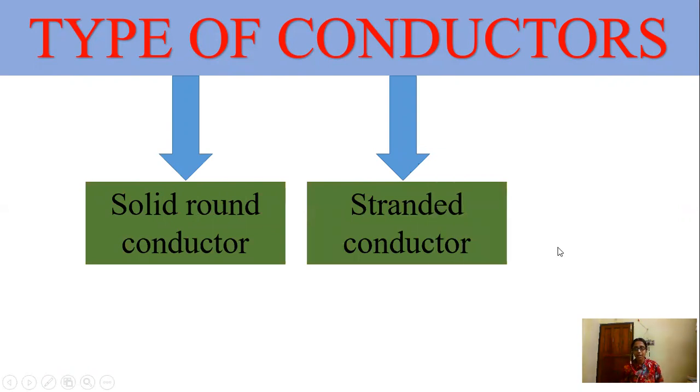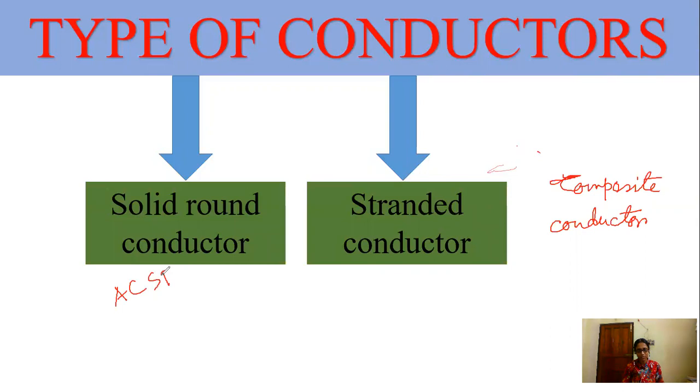This stranded conductor is used to reduce the skin effect, and as this stranded conductor is composed of a number of conductors connected in parallel, it may be called a composite conductor. The conductor for transmission line may be stranded copper or hollow copper conductor, or it may be ACSR. ACSR is very popular and is used very much in today's power system transmission lines.